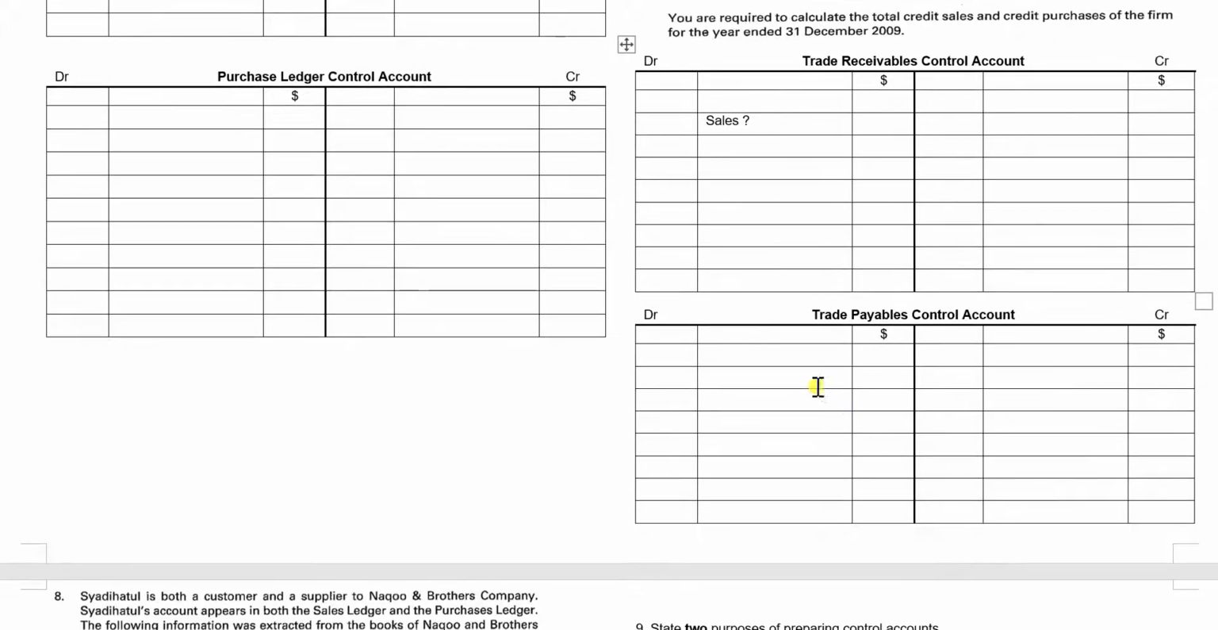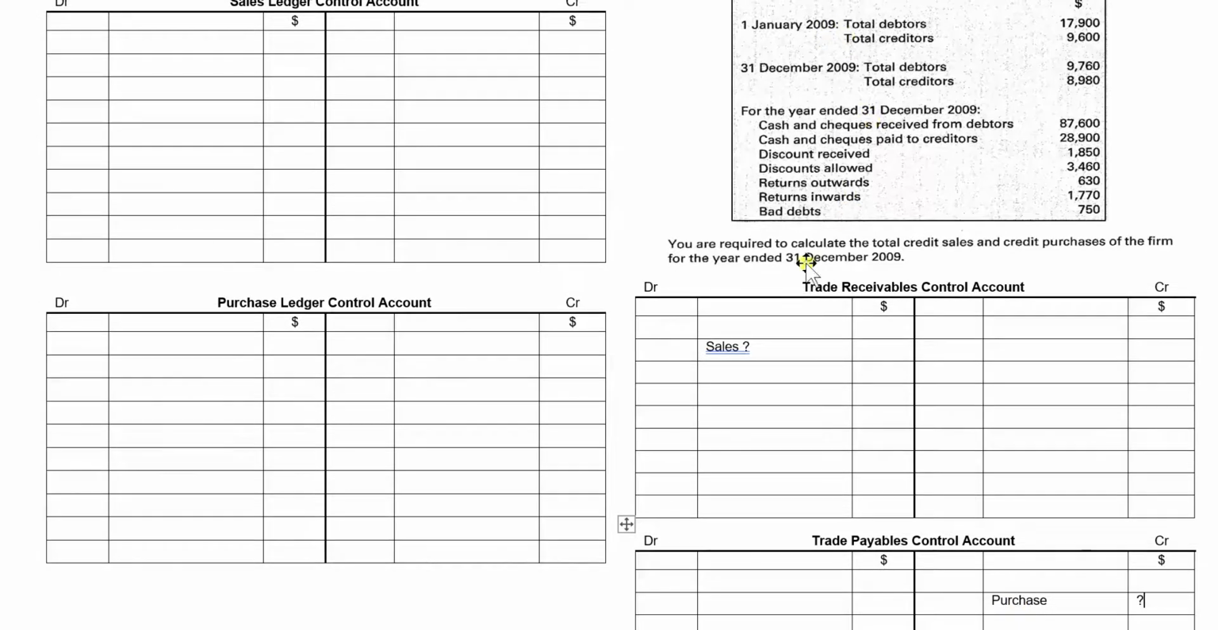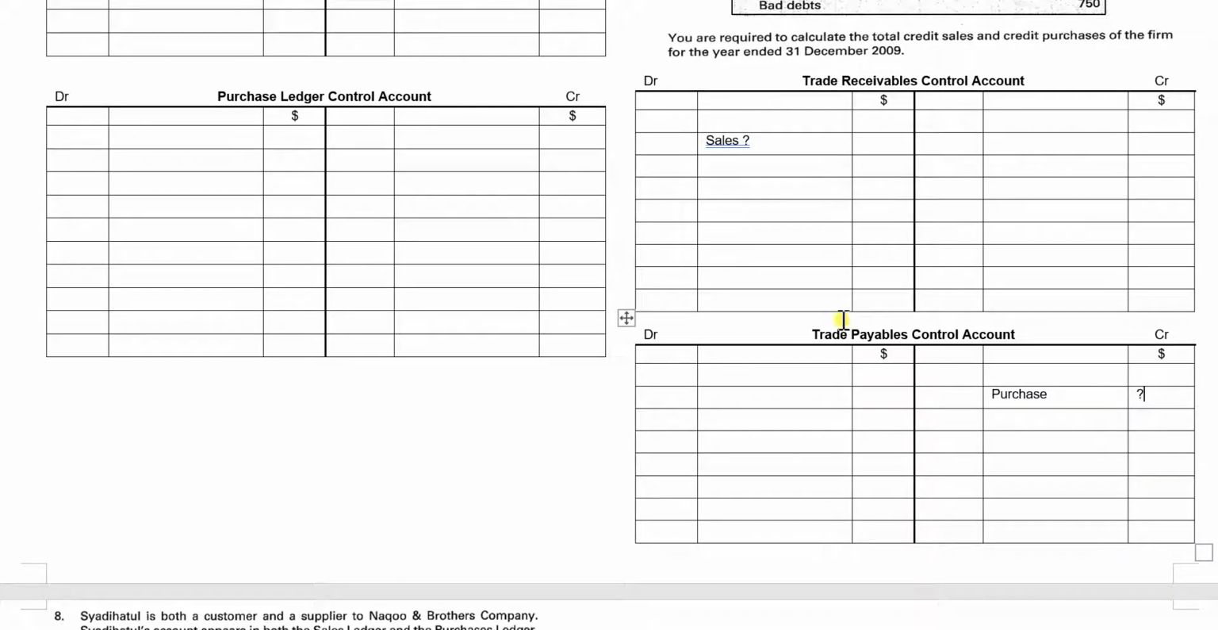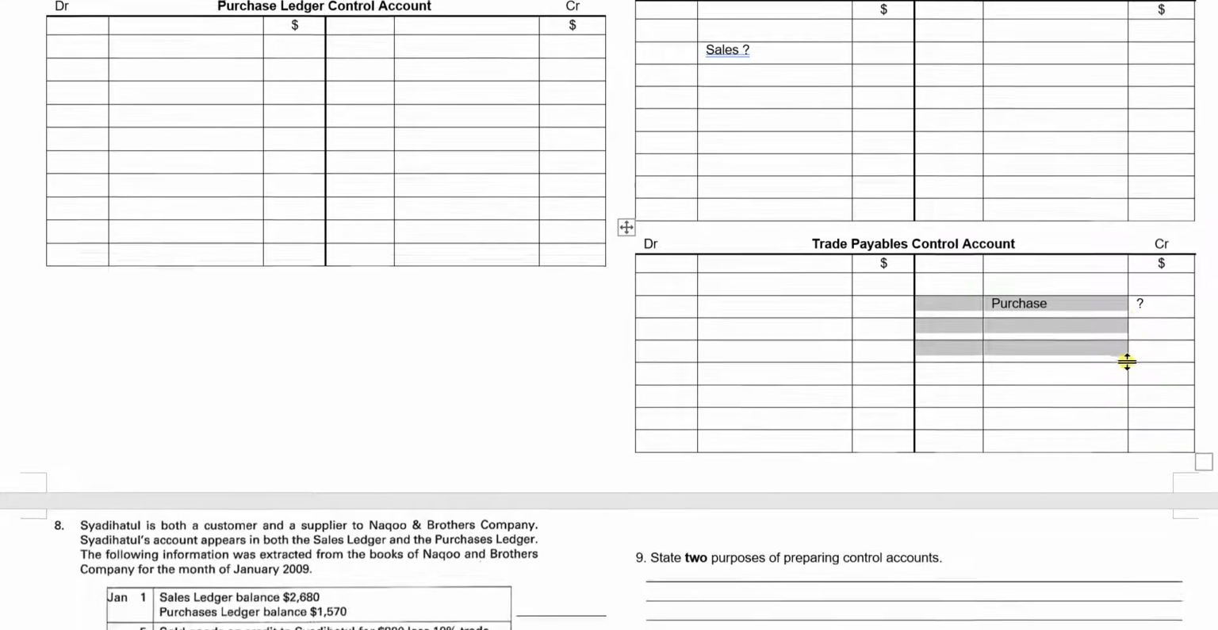And this one, similarly, you key in all the entries over here, and then you work backwards to find how much is the purchases. So you just have to key in all the entries inside, and then work backwards, and then you will be able to find these two amounts, the missing amounts.